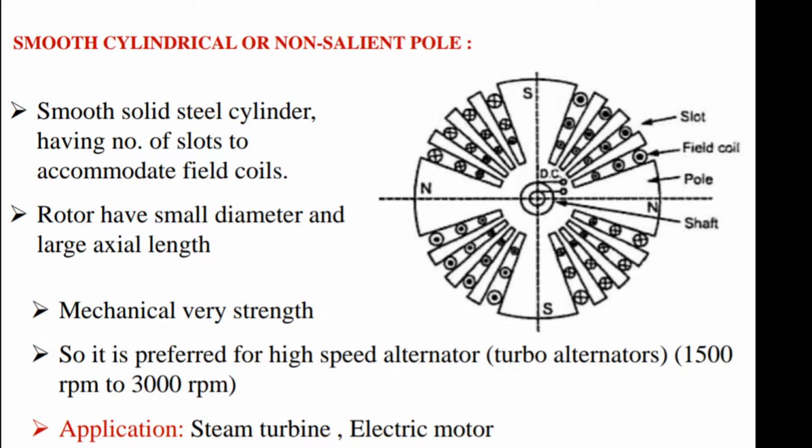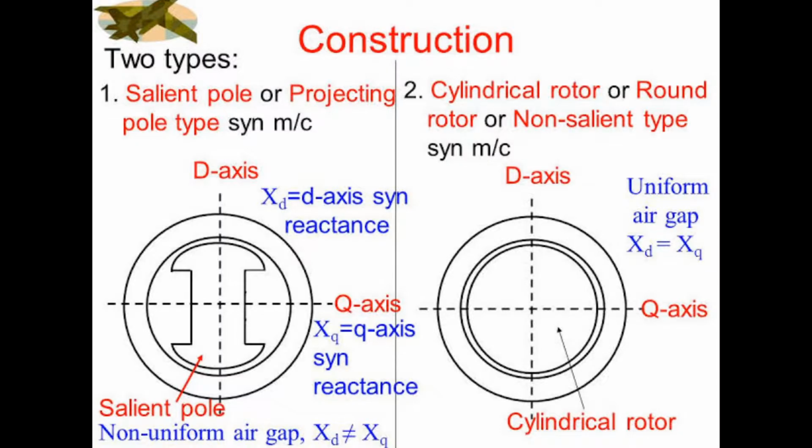Turbo alternators run at 1500 revolutions per minute to 3000 rpm. Application: steam turbine. A direct axis is one whose magnetic effect is along the field pole axis. A quadrature axis is one whose magnetic effect is perpendicular to the field's pole axis.